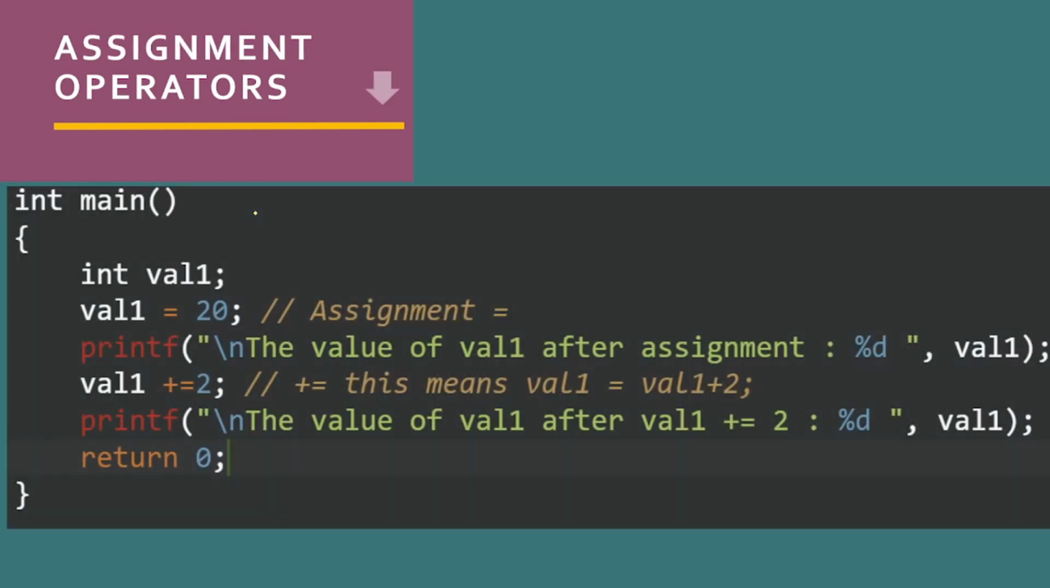Moving ahead, this is about the assignment operator. Here I'm assigning 20 to val1. This is called assignment. This assignment operator can be used in conjunction with the other arithmetic operators, like plus equals to. Val plus equals 2 means val equals val plus 2. I mean, I am assigning val the value of the same val plus 2. And this is how the result comes here.